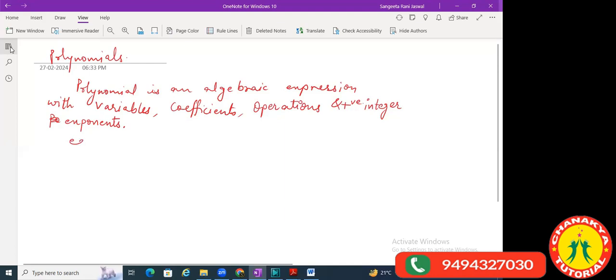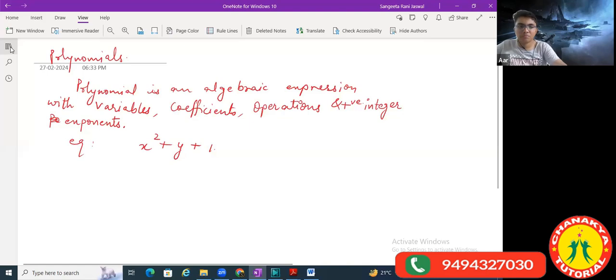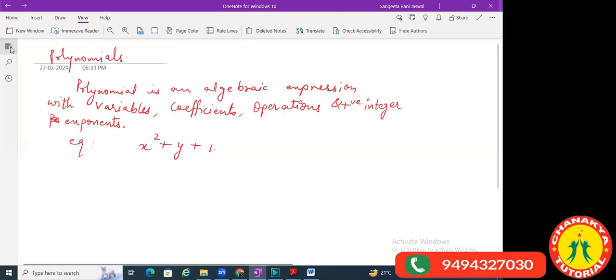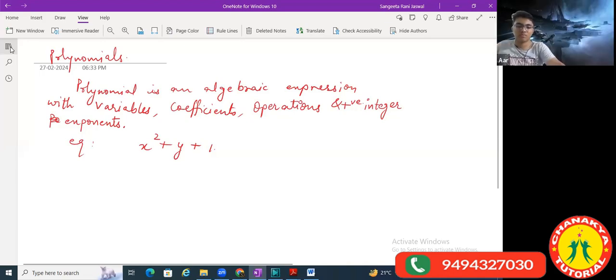Now, for example, you can write a polynomial like this: x square plus y plus 1. I just take any polynomial in two variables. Okay, in your class 9th, you have studied about polynomials in one variable, is it? Yes, ma'am. Linear equations in one variable you have studied.